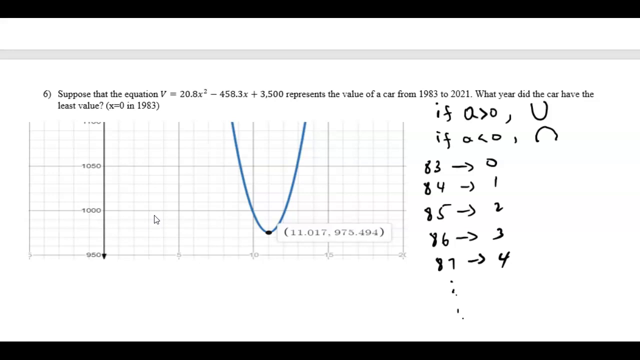That's a pattern. Which means my year 83 is right here. That's 83. Where's 5? 5 would be 88. All right, 5 would be 88.